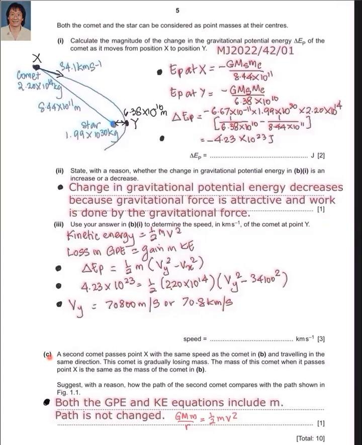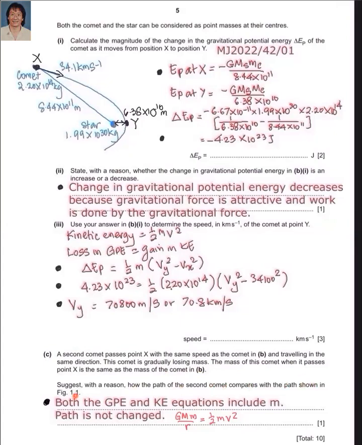Then part C, a second comet passes point X with the same speed as the comet in B and traveling in the same direction. This comet is gradually losing mass. The mass of this comet when it passes point X is the same as the mass of the comet in B. Suggest with the reason how the path of the second comet compares with the path shown in figure 1.1.